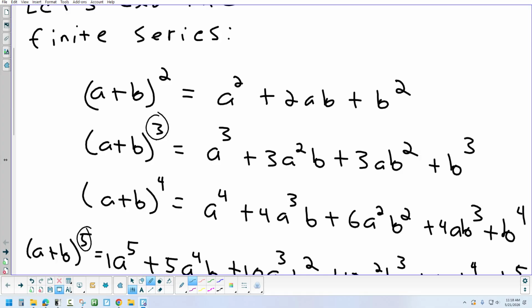in the expansion. So when you cube something, you're going to get 4 terms. When you square, you get 3. Raised to the 4th power, you get 5 terms. Yep. So there's always 1 more term in the expansion than the exponent.